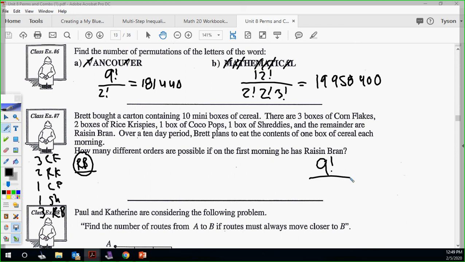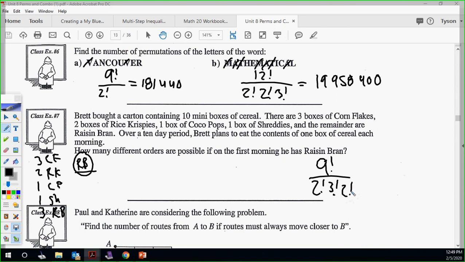Okay, 2 Rice Krispies. Yep, 3 cornflakes. And what else? 2 Raisin Bran. Okay, it's 2 Raisin Bran because we already ate 1 to start.